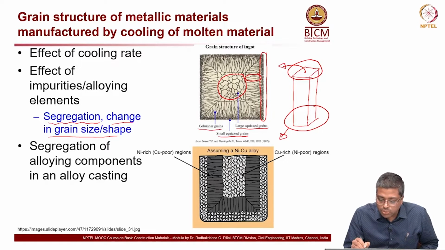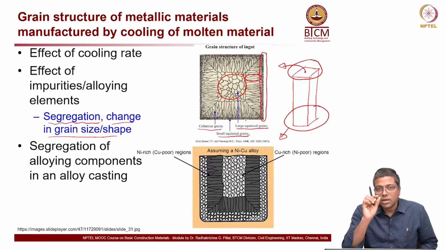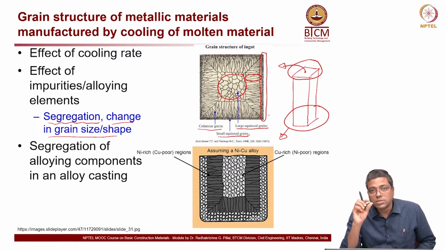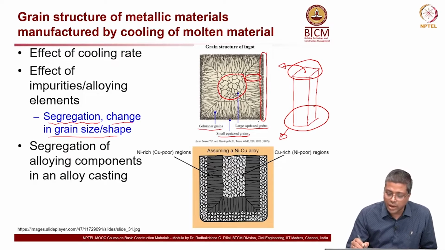Small equiaxed grain means very fine grains. The size of the grain is very small, and large equiaxed grain means the size is larger, but more or less similar size in all the directions. So, that is what equiaxed means.